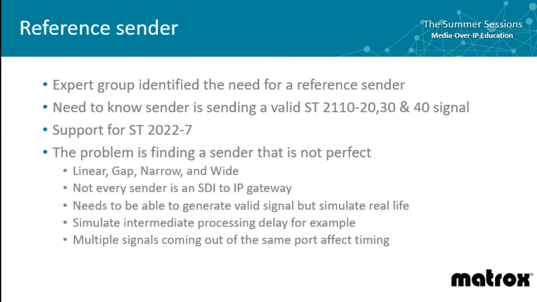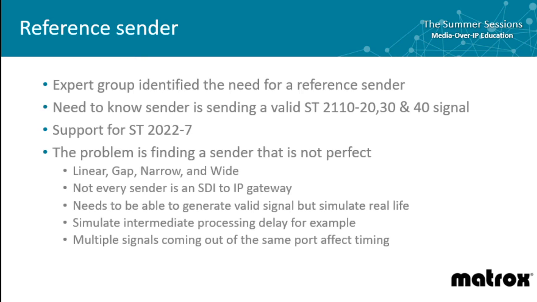Now we have a bunch of companies wanting to participate that need to do the pre-testing in their lab. And so they need to identify their own reference sender, and identify that it sends a valid signal and that it supports -7 if you need to do that type of thing. So the problem in finding a good sender is that ideally you want a sender that's not perfect. That sounds a little bit funny.